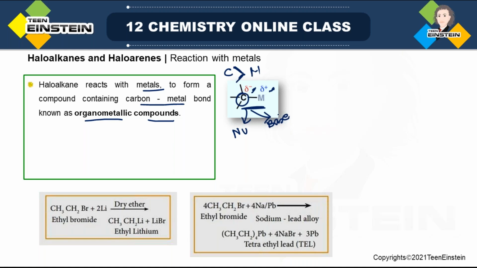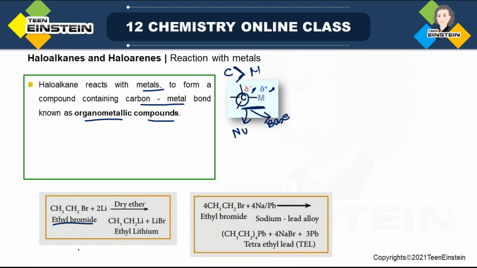So Grignard reagent is basically one type of organometallic compound, because in Grignard reagent a carbon-magnesium bond is present. But before that, we will also see some other examples which are not exactly Grignard reagent, but are examples of organometallic compounds. Here we have taken ethyl bromide and it is treated with 2 lithium.